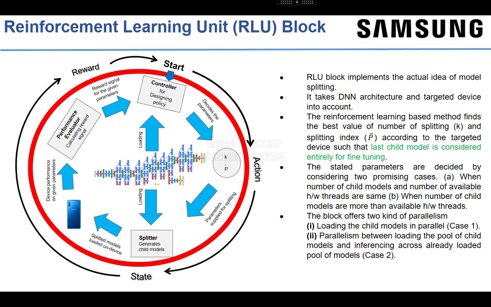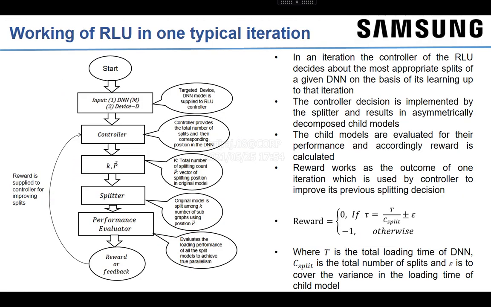In other cases, if we are less ambitious and have just 2 models, we may not be able to attain the best performance of this proposal, right? So somewhere we need to trade it off so that we can attain the best performance. A typical iteration of RLU is: take the model and the device states into account, the controller takes the decision, that decision is given to the splitter, the performance is evaluated, and the reward is set. So the reward comes with 2 values.